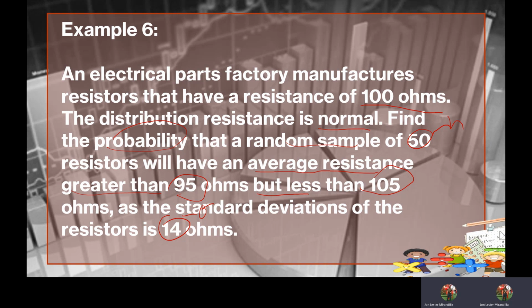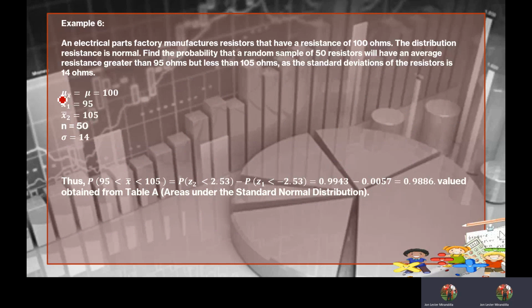So, proceed tayo. Ayan na, nakasubmit na yung mga given natin. We have sample mean is equal to population mean na 100. We have x sub 1, 95, x sub 2, 105, and n natin is 50. Ang standard deviation natin is 14. First, we need to compute the sample standard deviation.